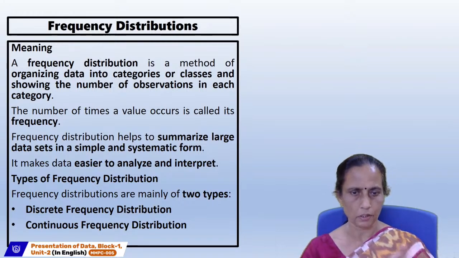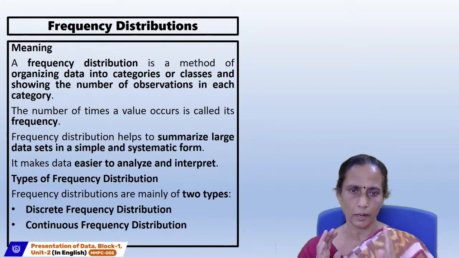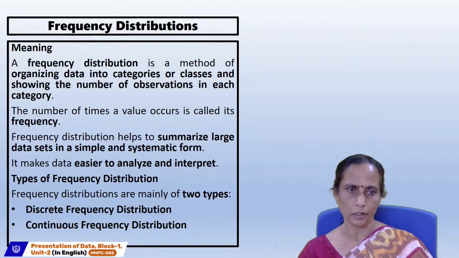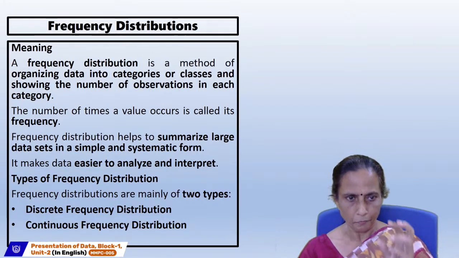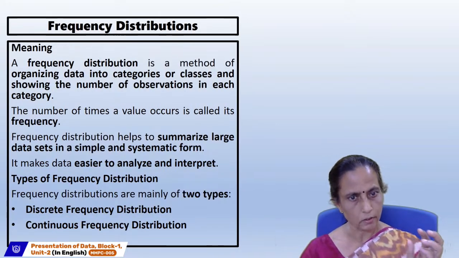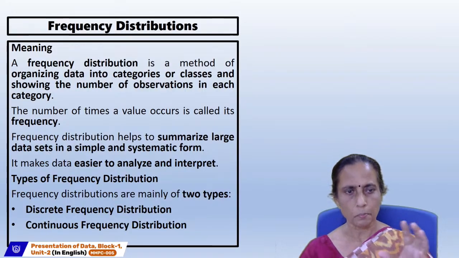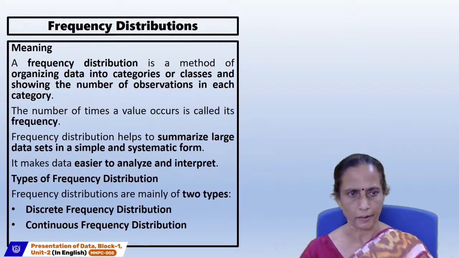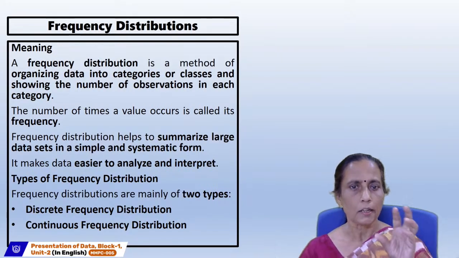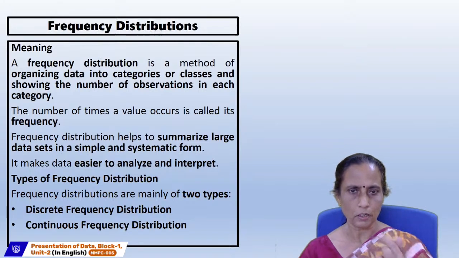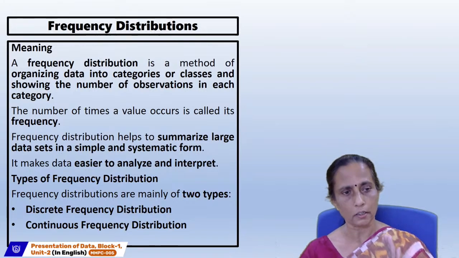That means, in the previous example, suppose I have the scores of 10 students or 20 students, the number of students who scored 59. Suppose 3 or 4 or 5 students have scored 59. Then that is the frequency. The number of times a value occurs is called its frequency.